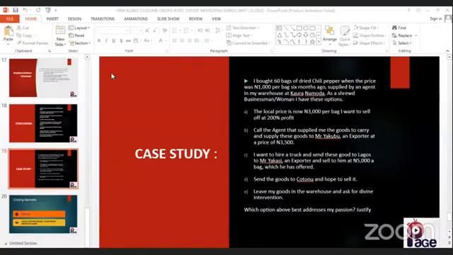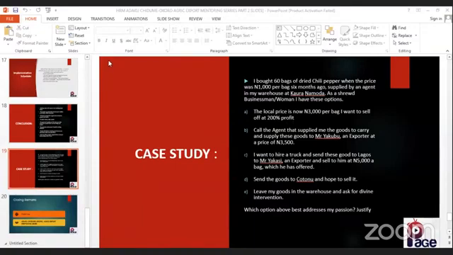Well, as a shrewd businessman or woman, which I am, I have decided on these options. One, the local price is now 3,000 per bag. I want to sell off at 200% profit. Remember, I bought it at 1,000 per bag. Now, number one is that the local price has risen to 3,000 naira per bag, and I want to sell it off at that price, which will enable me make 200% profit.